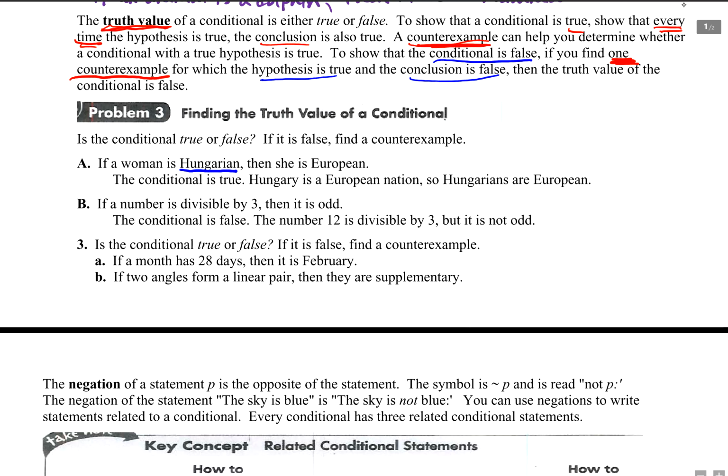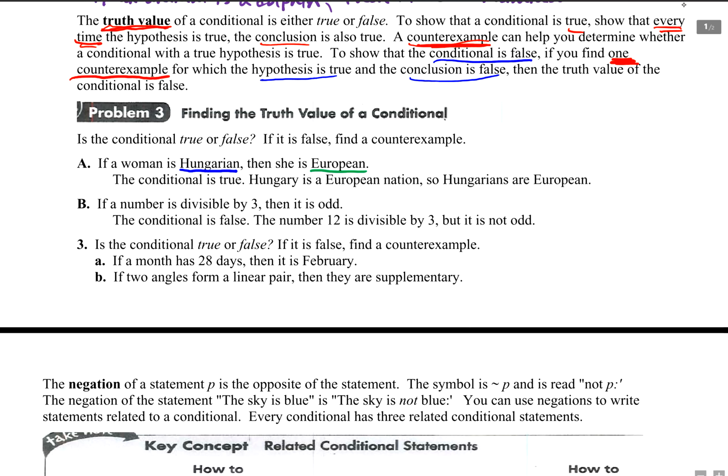You can be Hungarian and not necessarily be European. Can you think of an instance? What if someone was born in Hungary and then immigrated to another country, say the United States? You could be Hungarian and then be American.